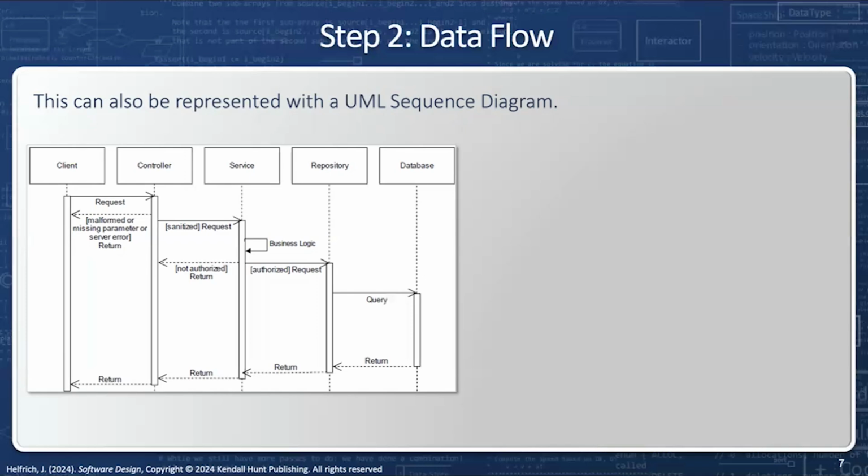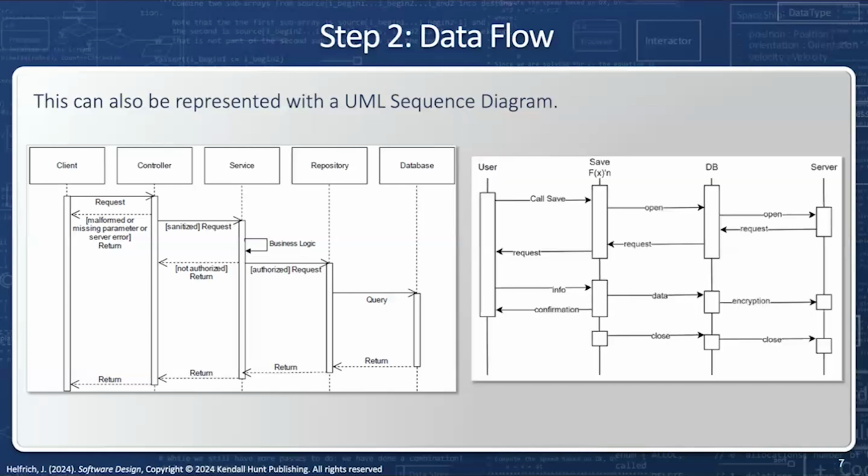This represents very similar information to a data flow diagram, except I understand the sequence of actions and how one depends upon the other. So if that's a part of the design that you'd like to describe, then a UML sequence diagram is the one for the job. And here's another example of a sequence diagram between the user, the save, the database, and the server, and how information flows between them.